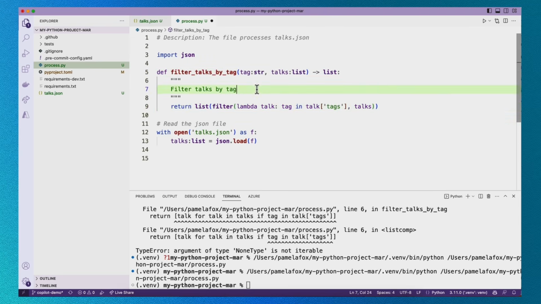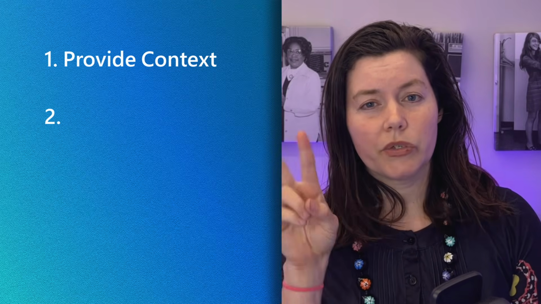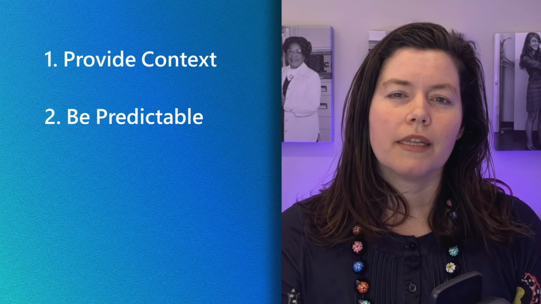This video is all about best practices for prompting Copilot. My examples are in Python, but the practices apply to all languages. On a high level, remember these two things: 1, provide context, and 2, be predictable. Let's explore some situations to see what I mean by that.